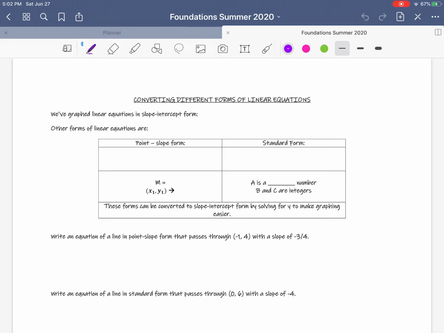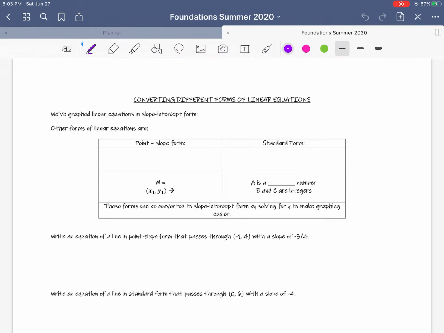This lesson is on converting different forms of linear equations. So we saw in the last video with graphing linear equations that when an equation is in slope-intercept form, it was very easy to graph. Now you can graph linear equations when they're in different forms, but one of the easiest ways to graph is to just get it in a form that you're familiar with and go from there. So let's talk about some different forms.